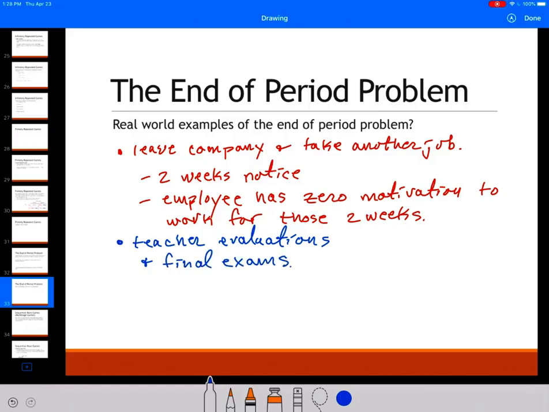These are examples of things that end, and the ending affects our behavior as we lead up to it. Okay, so that's it. In the next video we will dive into the final topic, which is going through and analyzing sequential games.